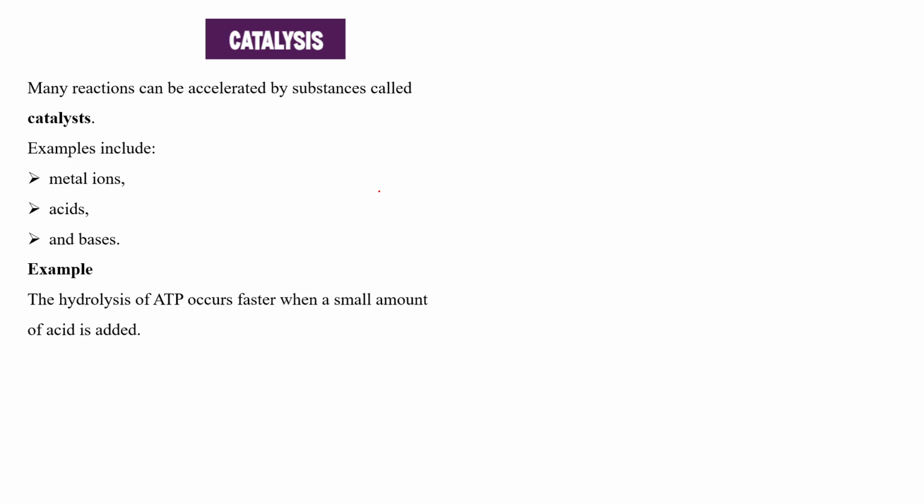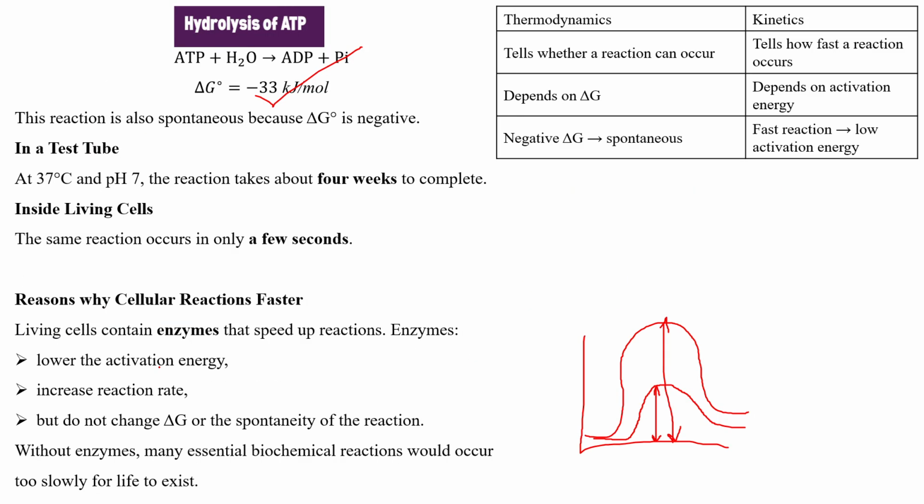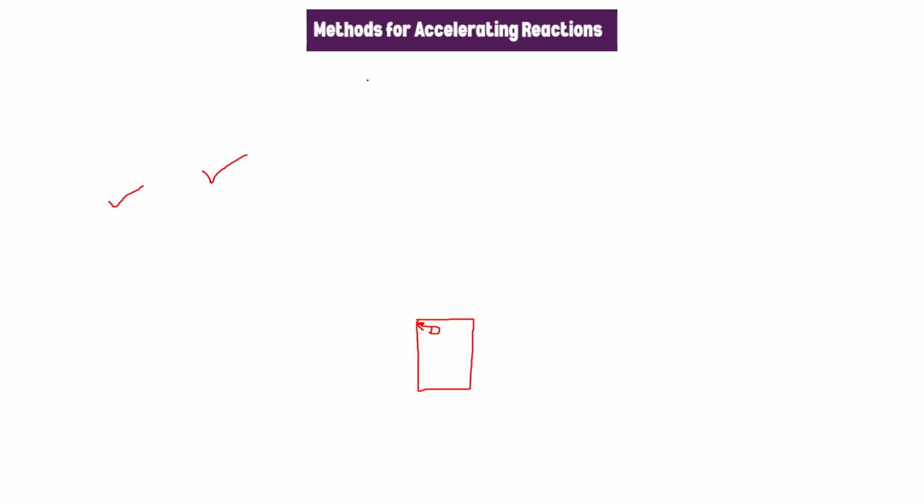So for example, the hydrolysis of ATP occurs faster when there is a small amount of acid. If you are having ATP, this same reaction, if there is no enzyme and you are increasing the temperature, the rate at which your reaction occurs will be faster. So if it will take you 4 weeks for the reaction to complete without any catalyst or enzyme, if you increase the temperature, it's likely you are going to use just a day in order to do it, or a few seconds for it to happen, as you can see. Also, if you have an enzyme, the same thing will also happen.